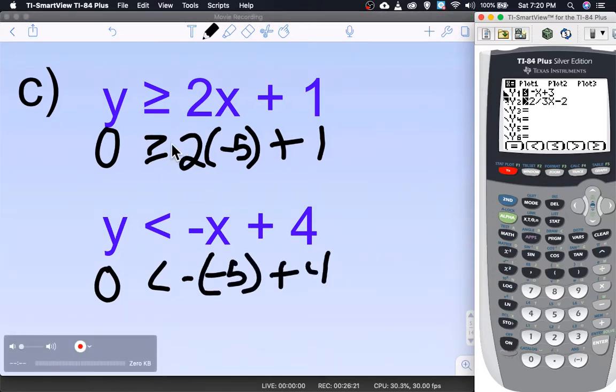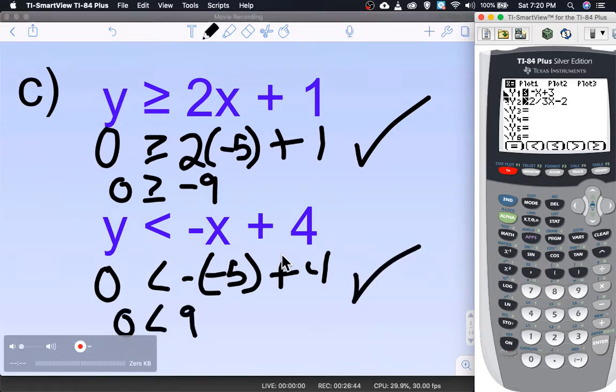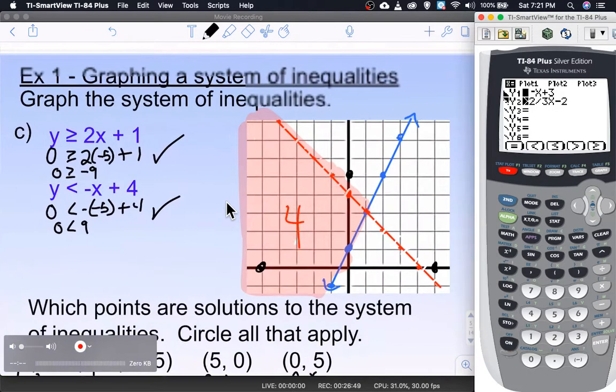My first inequality: 0 is greater than or equal to, that is negative 10 plus 1, which is negative 9. 0 is greater than or equal to negative 9. It works. This math turns out to be a positive 5. Negative times negative 5 is positive 5. Plus 4 is 9. 0 is less than 9. Why, yes, it is. So that point made both inequalities true.